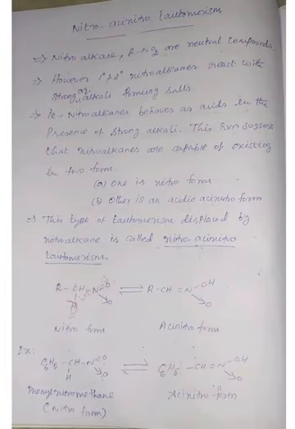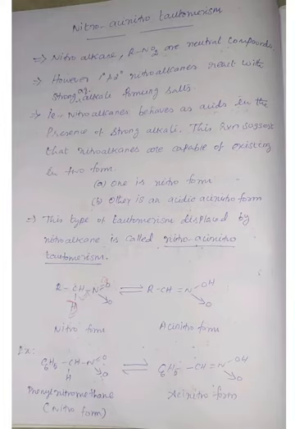Next tautomerism is nitro-acinitro tautomerism. This tautomerism exists in nitroalkanes, that is RNO2, which are neutral compounds. But primary and secondary nitroalkanes react with strong aqueous alkali forming salt. Forming salt with alkali means it behaves as an acid. So nitroalkanes behave as acids in the presence of strong alkali.